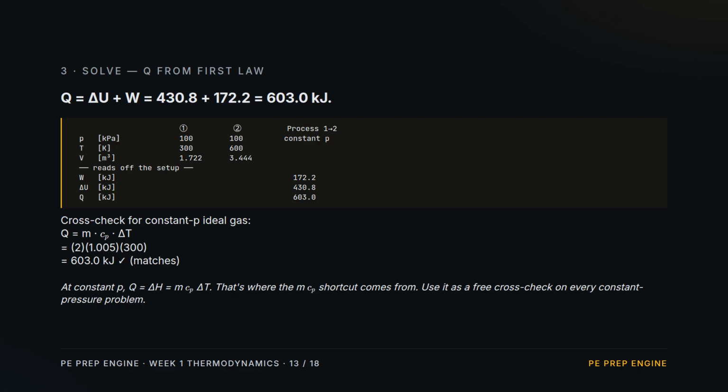Step 4. The first law gives Q directly. Q equals delta U plus W, 603 kilojoules. Free crosscheck. At constant pressure, Q also equals m times Cp times delta T, which lands on exactly 603, because Q equals delta H there. Use it on every constant pressure problem as insurance against sign slips and arithmetic errors.